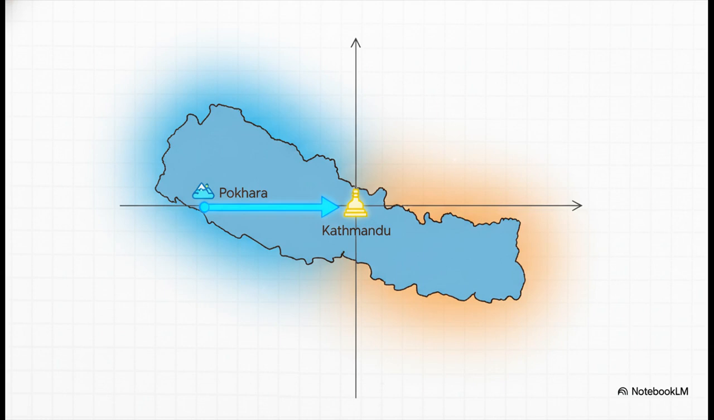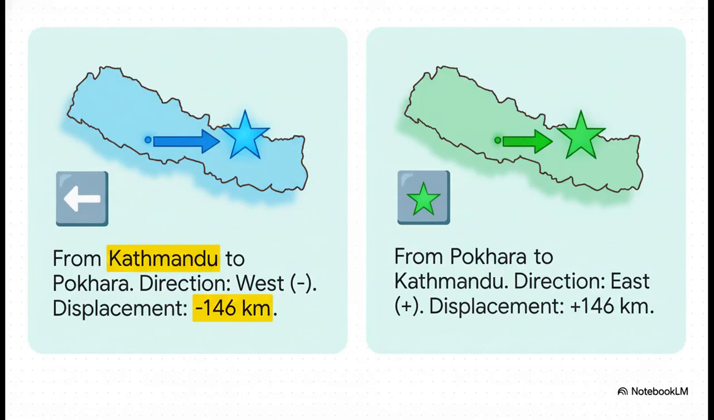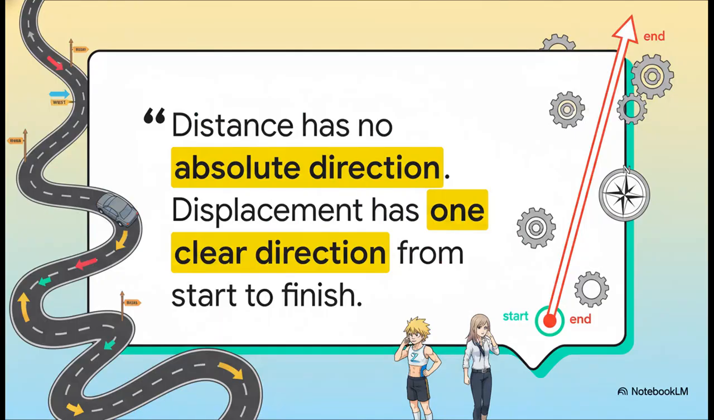The negative sign isn't telling us it's less than zero kilometers long. It's simply telling us the direction. It's west. And to really see this in action, just imagine reversing the trip. If we start in Pokhara and travel to Kathmandu, our direction is now east, which we defined as positive. So the displacement becomes positive 146 kilometers. The number is the same, but the sign flips right along with the direction. Pretty neat, huh? You know, this gets to the heart of the difference. On that winding road, your direction is constantly changing. That's why distance is what we call a scalar quantity. It only has a size, or a magnitude. But displacement is a vector quantity. It has both a size and one clear direction from start to finish.